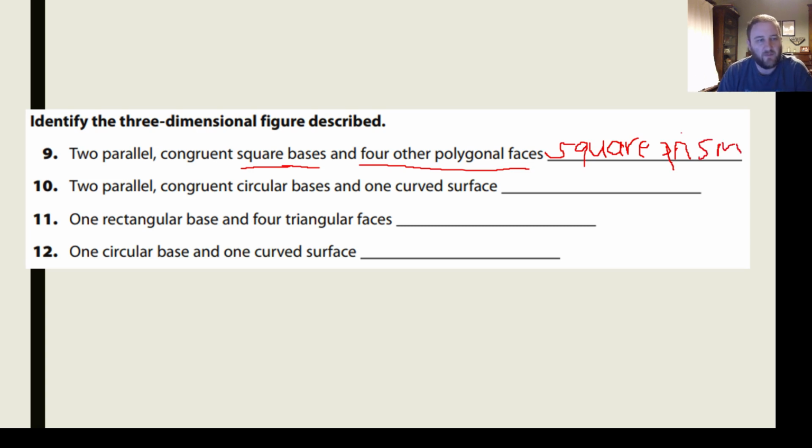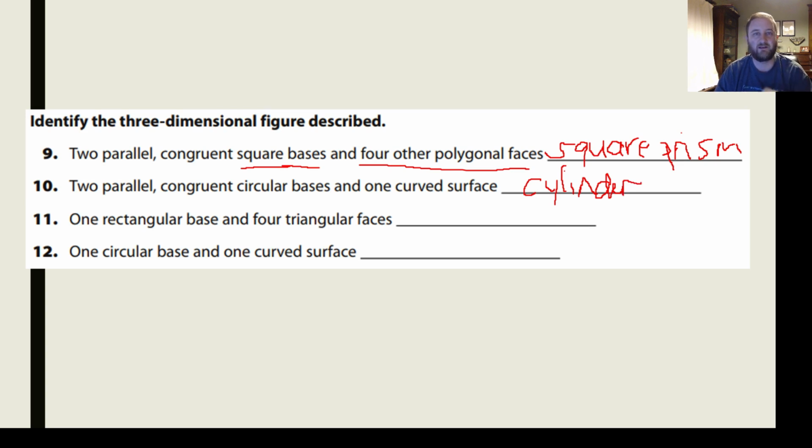Okay, number 10. 2 parallel congruent circular bases and 1 curved surface. So the 2 bases are circular now, and then a side that's curved going up. What do you think that would be? We learned about it today. That is a cylinder, right?